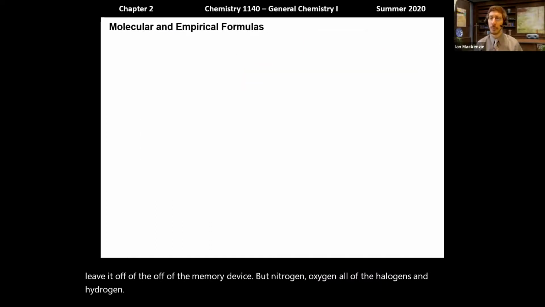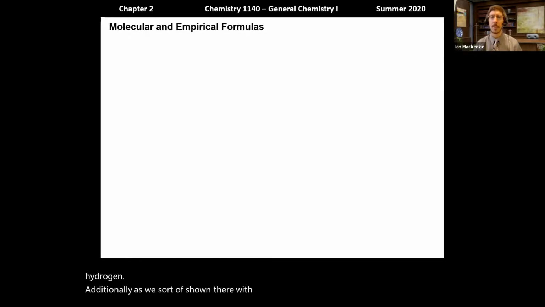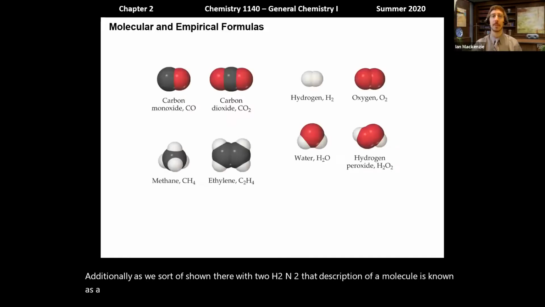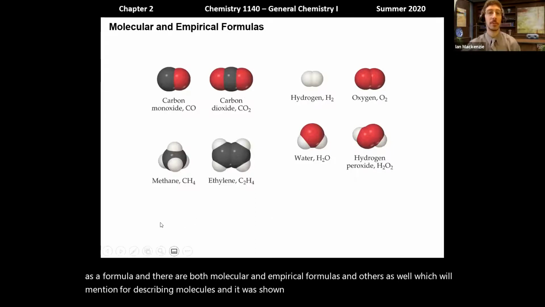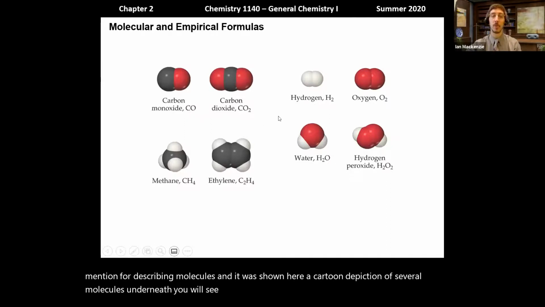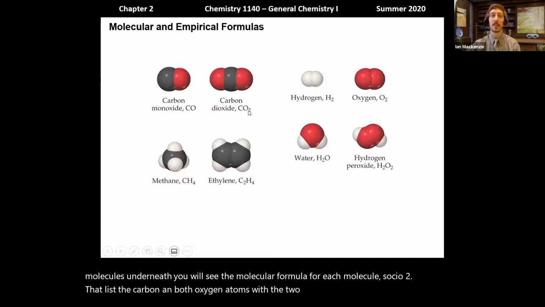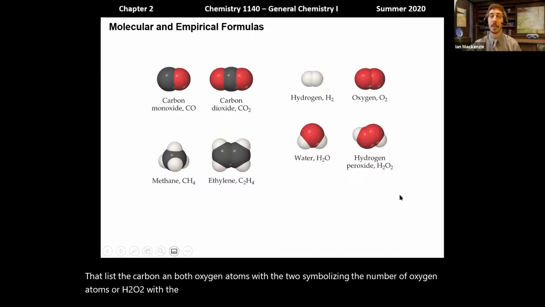Additionally, as we've sort of shown there with O2, H2, N2, that description of a molecule is known as a formula. And there are both molecular and empirical formulas and others as well, which we'll mention, for describing molecules. And we show here a cartoon depiction of several molecules. Underneath, you will see the molecular formula for each molecule. So CO2, that lists the carbon and both oxygen atoms, with the 2 symbolizing the number of oxygen atoms, or H2O2, with the subscripts indicating the number of that atom in the molecule.